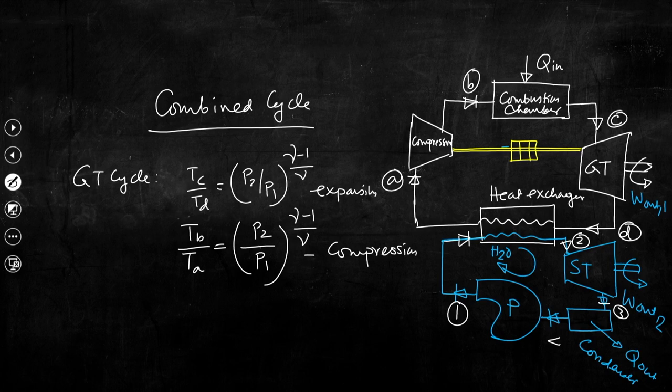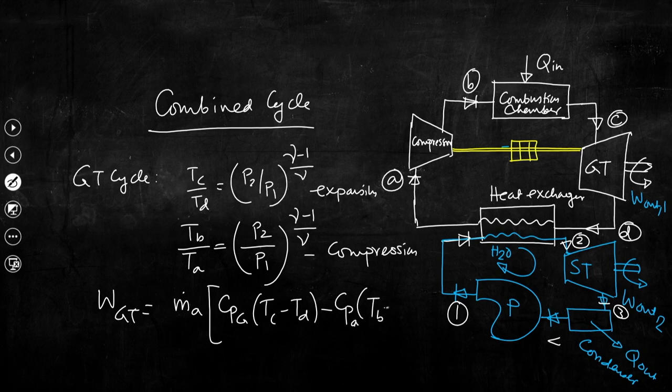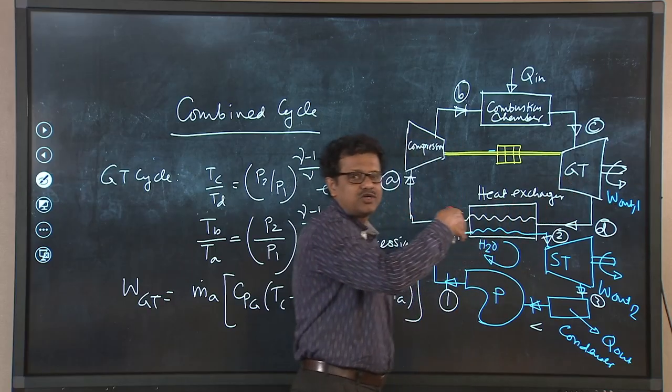Now, what would be the work output? The work output from the gas turbine unit should be equal to m dot, the mass flow rate of the air, into Cp gas for expansion into Tc minus Td, minus Cp for compression of air into Tb minus Ta, right. So, what we are assuming is, as I said, that gamma may not be equal, Cpg and Cpa are not equal because those are different, and we are assuming the mass flow rate of air only, because essentially when we get the work output, we need to consider the mass flow rate of fuel as well.